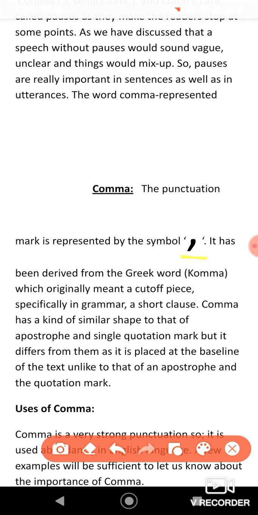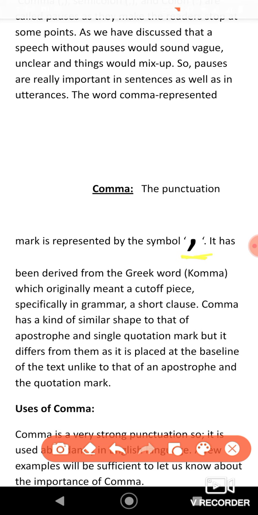Its function, there are many functions of comma. It can be used variously in text. So I have coined a few of the uses of comma here for you people. Hopefully it would be helpful for you.